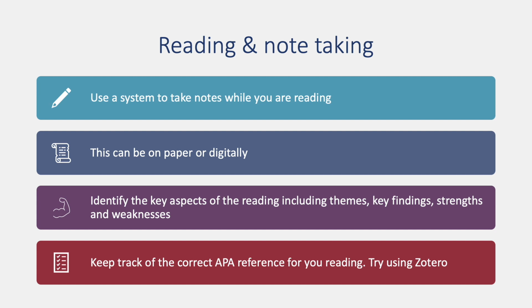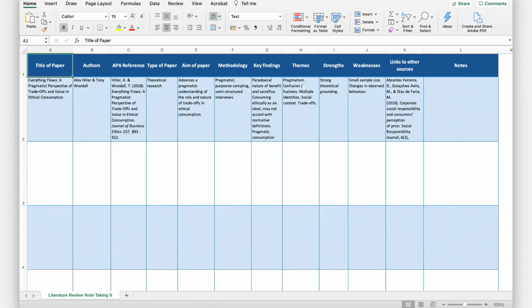This can be on paper or digitally. It doesn't matter. Whatever works for you, works for you. When reading, make notes of the strengths and weaknesses of the reading. Take note of the key themes, ideas, or definitions. This is also the best time to create the full, correct APA reference for your article or book. There's a simple note-taking sample Excel template available to download on the library guide for this session.